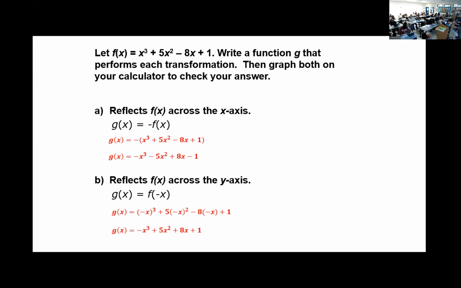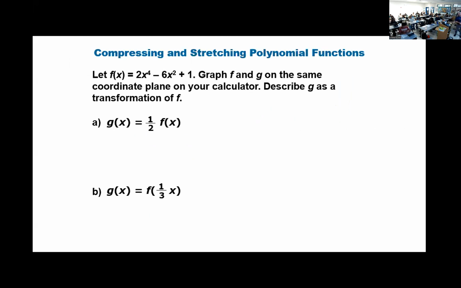So now let's get into the compression and stretching. This gets to be a little bit trickier still, right? So we've got to be a little bit careful with what we're doing. I'm going to start with an f of x of 2x to the fourth minus 6x squared plus 1. What that represents, I don't really know, but it's going to be a quartic function, with a positive leading coefficient, so I'm expecting some sort of W shape. We'll see if we get that.